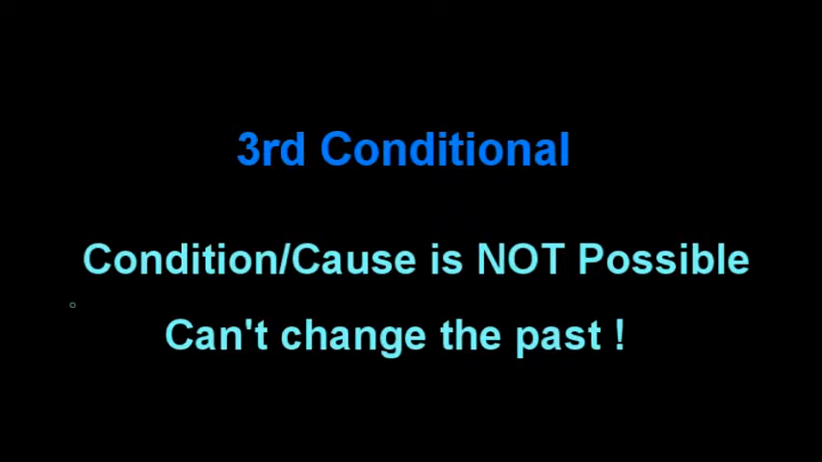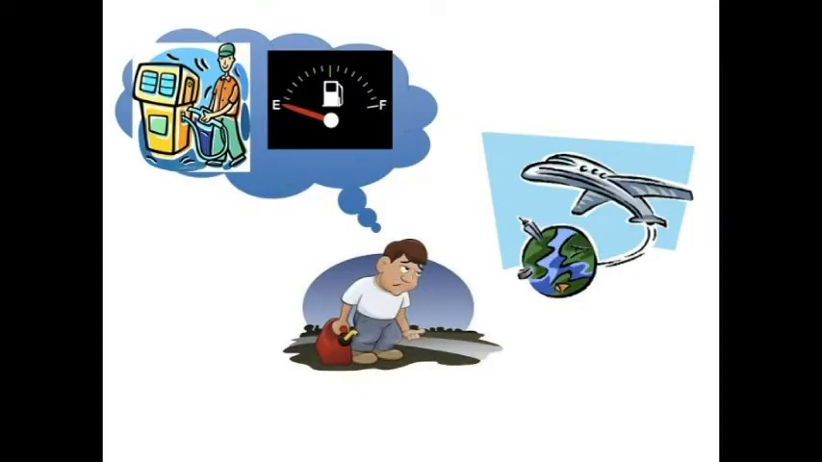The third conditional is also used for a condition that is not possible, but it's because the condition or cause already happened in the past, and we cannot change the past. For example, this afternoon I needed to get to the airport to catch a flight, but on the way to the airport I ran out of gas. At that moment, I wanted to go back to the morning and put gas in my car, but it was too late. I couldn't go back in time to put gas in my car, so that condition was not possible, and I missed my flight.